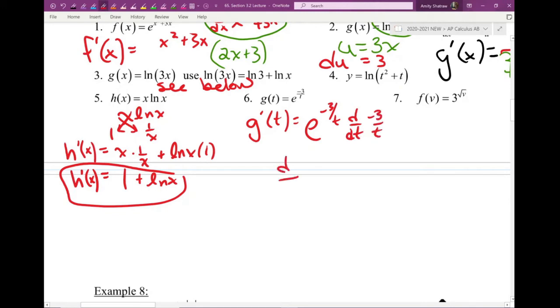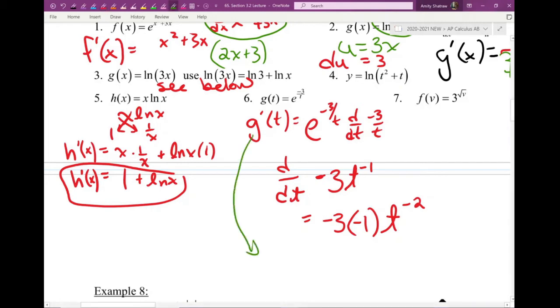Well, what is the derivative of negative 3 over t? Isn't this really negative 3 times t to the negative 1 power? If I take the derivative of this, I'll have a negative 3. I'll multiply by that power, and the power will get reduced by 1. So that'll be the derivative piece. Let me try this again. Full answer here. G prime of t will equal, here's my e to the negative 3 over t, times this derivative that I just took.